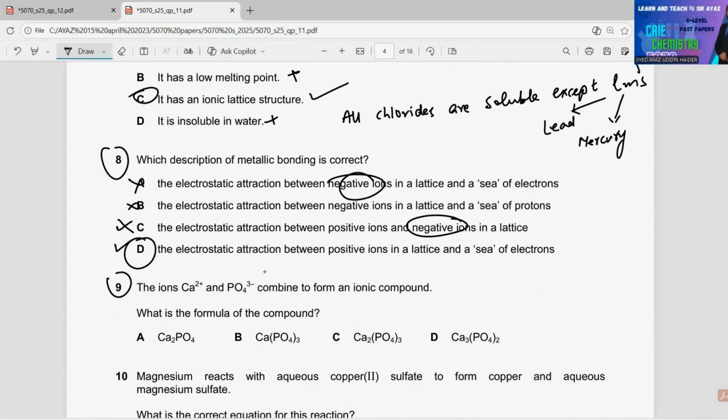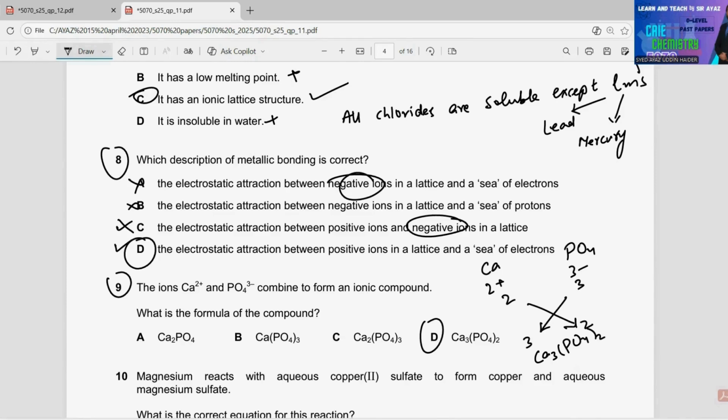9. The ions Ca2+ and PO4 3- combine to form an ionic compound. What is the formula of the compound? So we have Ca, that's calcium, and PO4, which is phosphate. So these are the charges. In order to predict the formula, ignore the charges. These are the subscripts now. Now these subscripts will be exchanged. So the final formula must be Ca3(PO4)2. So D must be the right answer in this case.